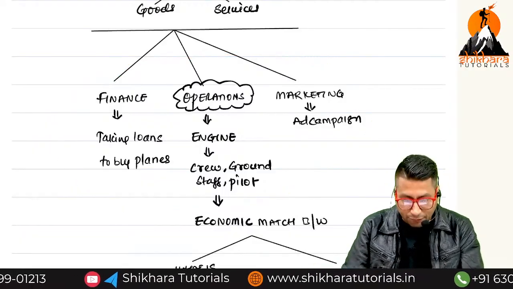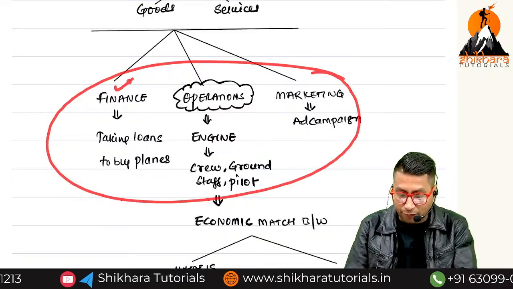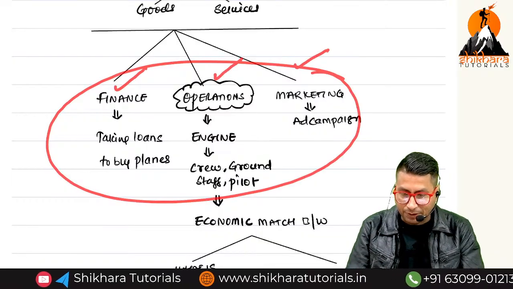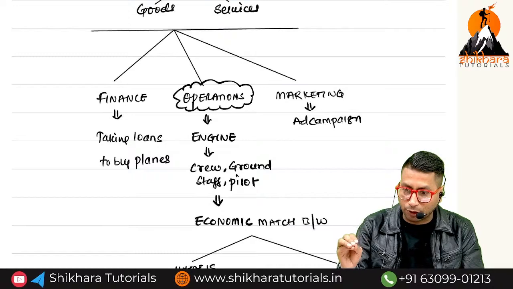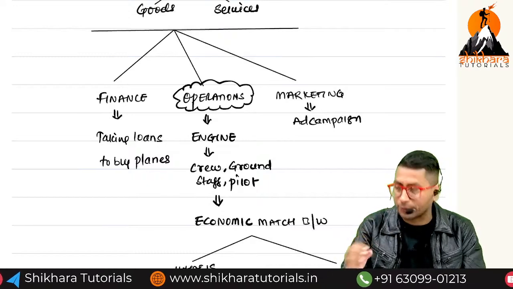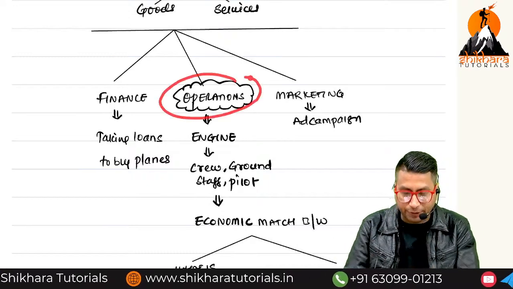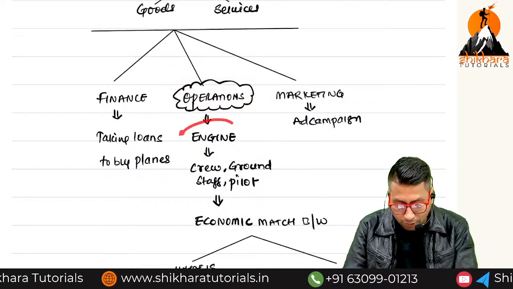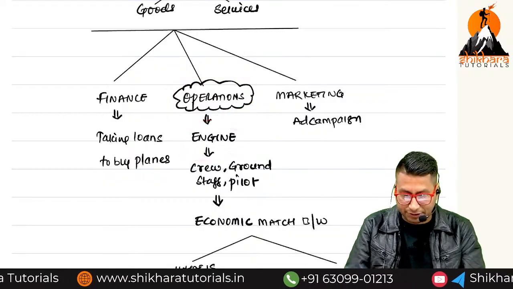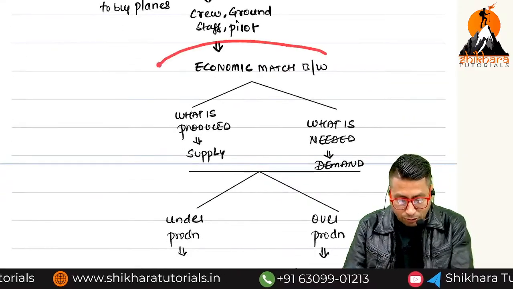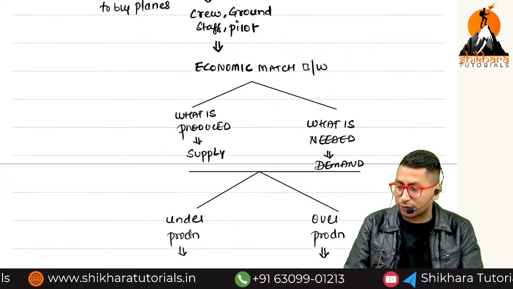Many. But we have taken example of 3. Finance, operations and marketing. Which is the most important department of the business? Operations. And operations we call what? Engine of a business.